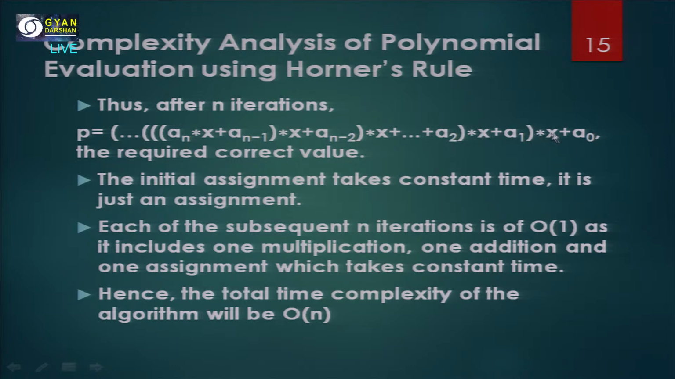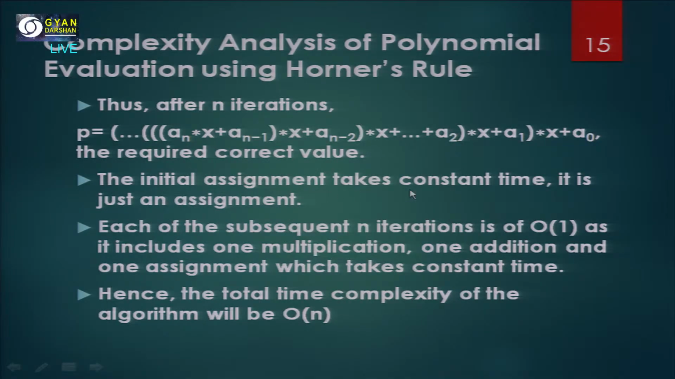Once again we multiplied it by x, and finally a0, which is not to be multiplied with anything. So this is the required correct value. So the first proof which we are able to ascertain here is that Horner's method is working correctly. That is also very important to know, that Horner's method has worked correctly.